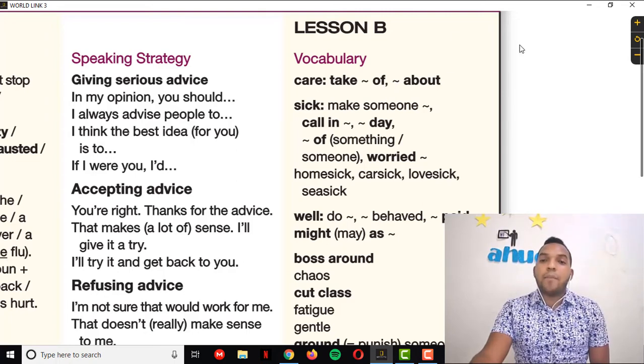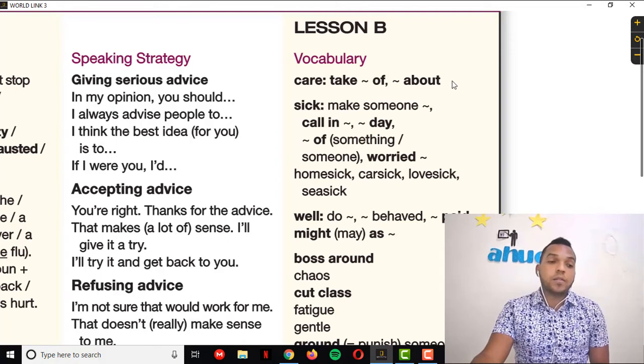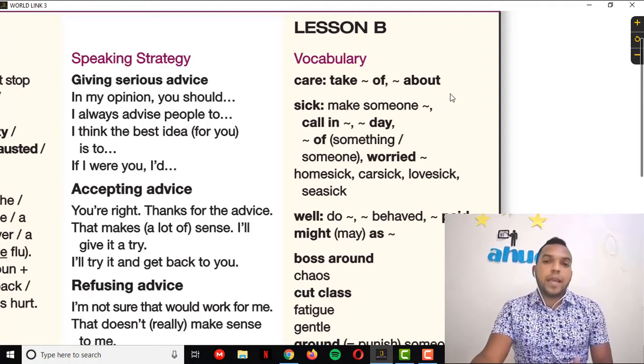And care about, okay, care about in this case is just for situations. When you say, well, we have to care about this situation that is happening right now, because there would probably be some bad consequences if we don't do this. So that is like care about something.